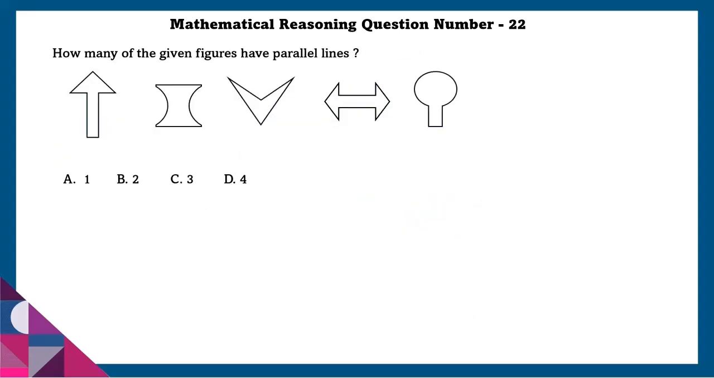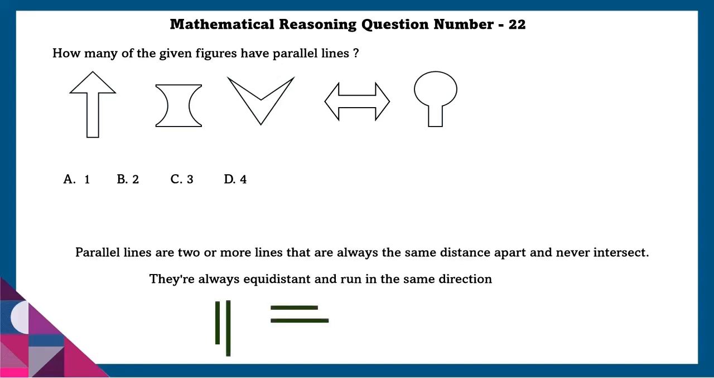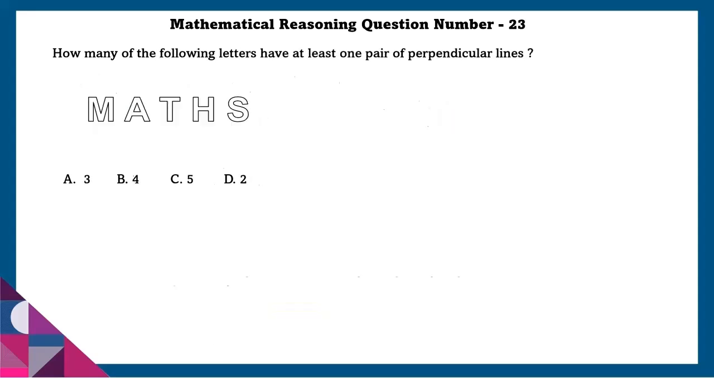Mathematical reasoning question number 22. How many of the given figures have parallel lines? Now in order to do this question, we need to know what a parallel line is. Parallel lines are two or more lines that are always at the same distance apart and never intersect. They are always equidistant to each other and run in the same direction. As you can see here in the figures, we have only 4 figures which have parallel lines.